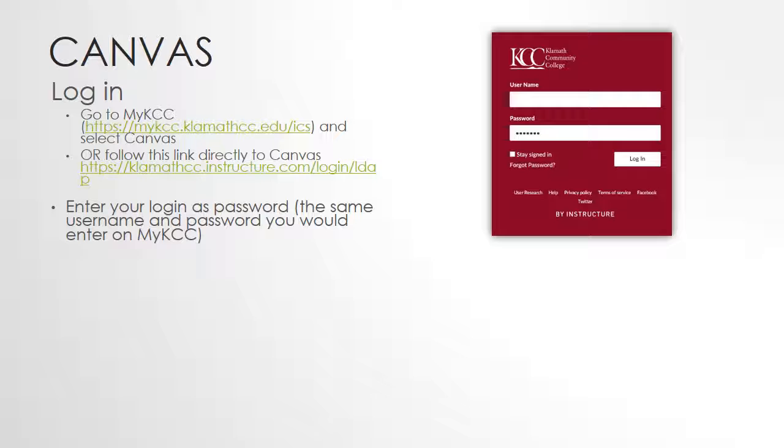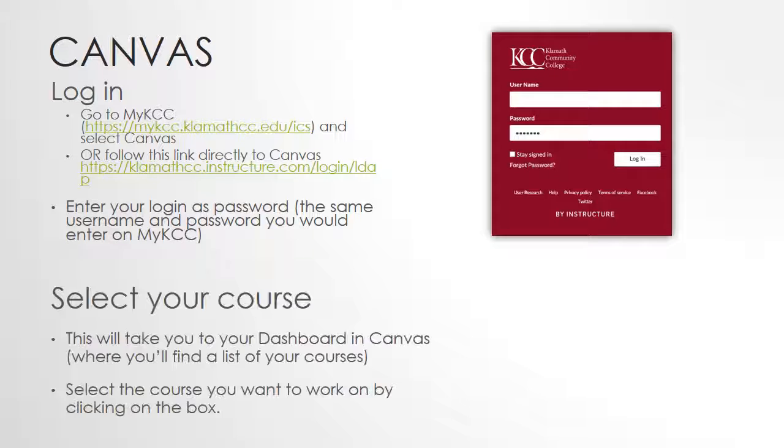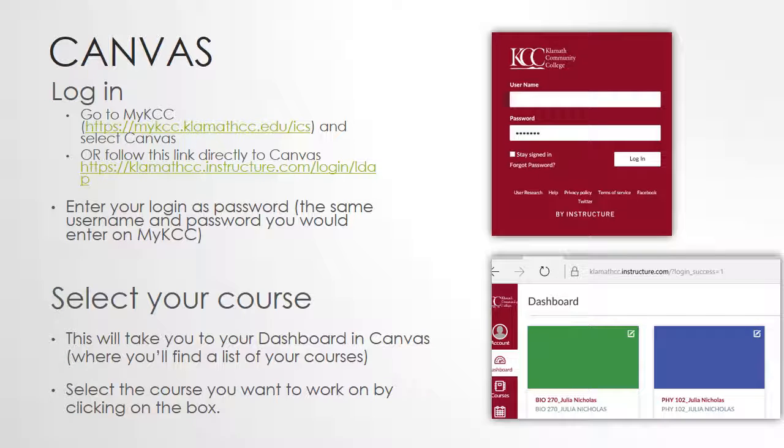So that's what the screen will pop up with to enter in your username and password. And then next, you'll be selecting your course. So you will probably be taken to your dashboard when you log in, and you select whichever course that you just click somewhere on this box for the course that you'd like to go to.